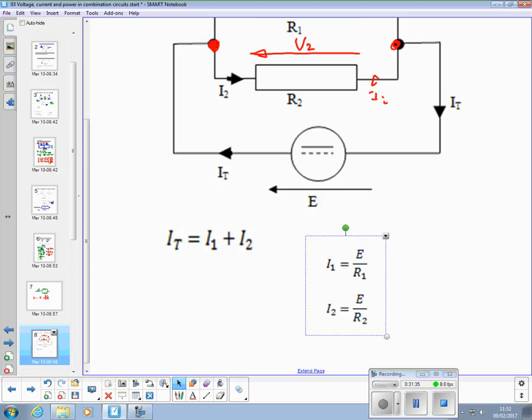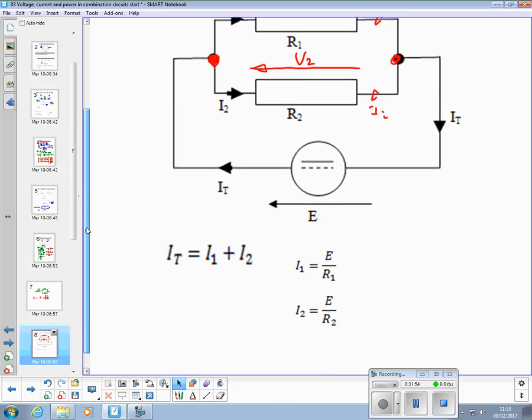We can say that the total current, because I said they add together again, is the two currents I1 and I2 added together. That's Kirchhoff's law, which we'll formalise properly next week. And we can calculate the two individual currents, I1 and I2, using the fact that we know the single voltage E is across both resistors. So we just do I1 as E over R1 and I2 as E over R2. Any questions about that?